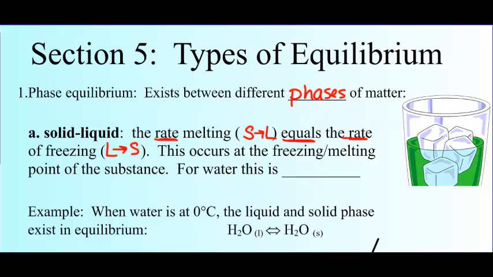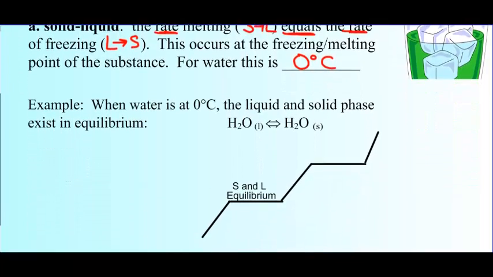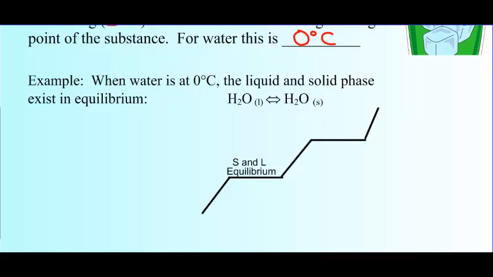Okay? This always occurs at the freezing point for any given substance. And remember, for water, the freezing or melting point is 0 degrees Celsius. So at 0 degrees Celsius, we have a solid-liquid equilibrium. The rate of freezing equals the rate of melting. Okay? On our heating and cooling curves, that represents your first plateau. The rate of freezing equals the rate of melting.